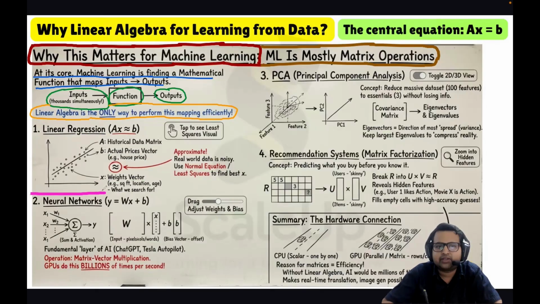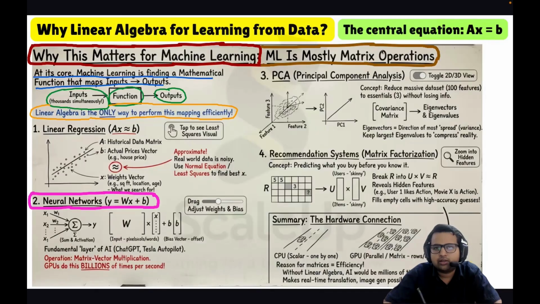Similarly, neural networks make use of the equation y = Wx + b, which is a form of the central equation Ax = b. Now let us understand the concept in neural networks. This is the fundamental layer of almost every AI, from ChatGPT to Tesla's autopilot. So let us understand this equation, the matrix view.